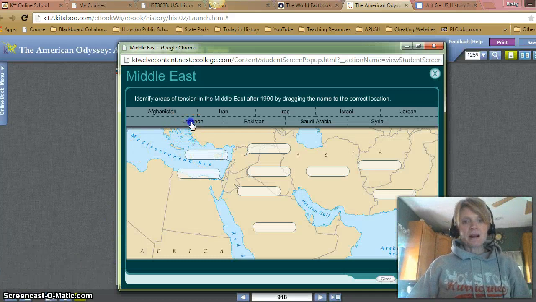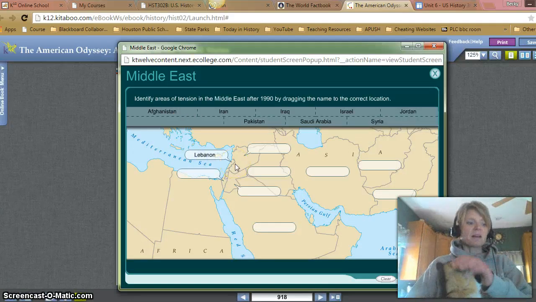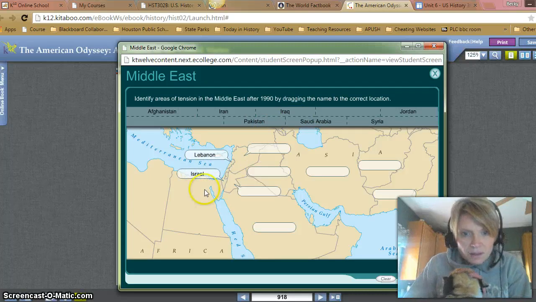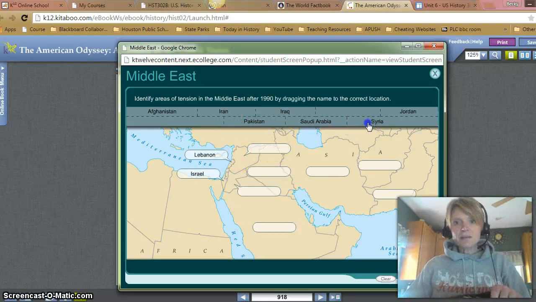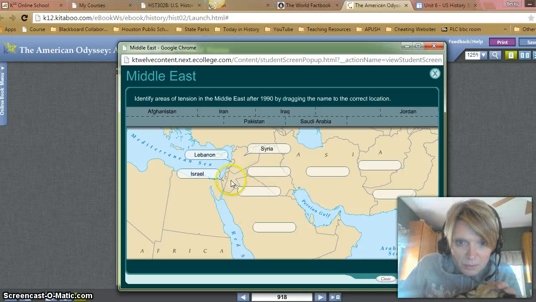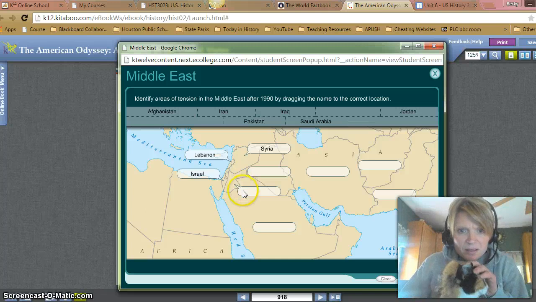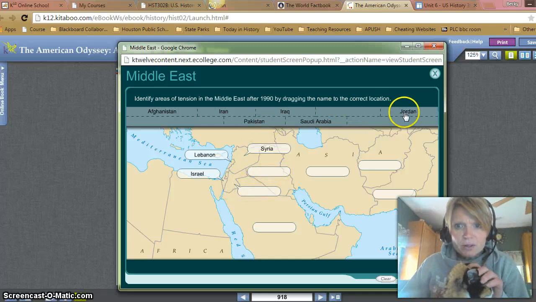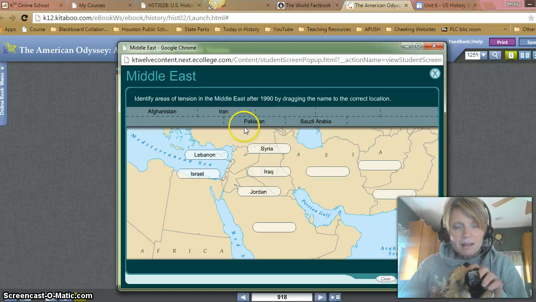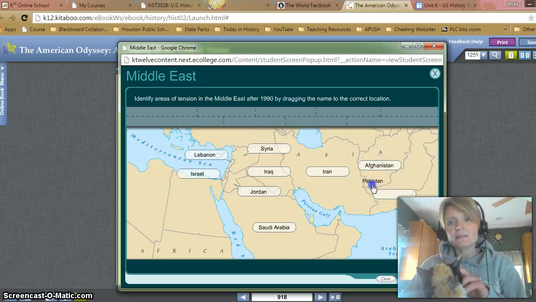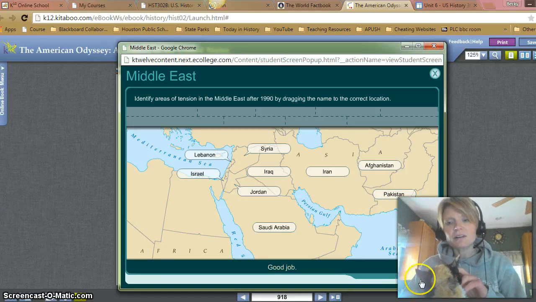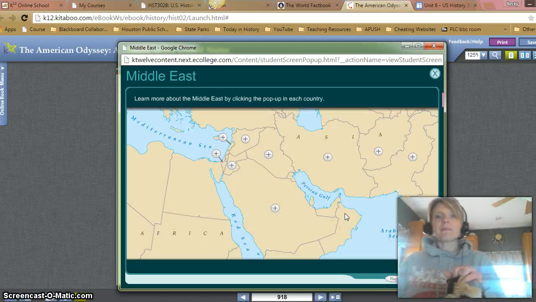So first, Lebanon, pointing there. After Lebanon, we have Israel, right below. Then this country here is Syria, I believe. And then pointing next, pointing here, that would be Jordan. And this country here in the middle would be Iraq. And right next to Iraq is Iran. This big country here at the bottom is Saudi Arabia. Then we have Afghanistan, and then lastly Pakistan. Let's make sure we got those all right. Very good. Learn more about the Middle East by clicking on the pop-up in each country.